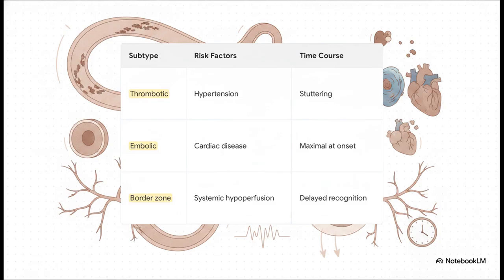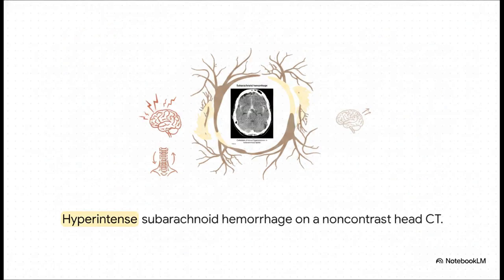Let's look at some risk factor clues. Thrombotic ischemia frequently aligns with your classic vascular risk factors. Think hypertension or a history of prior TIAs. Embolic ischemia, though, often stems from a cardiac source, so you're looking for atrial fib, endocarditis, a patent foramen ovale, or carotid disease. If you see hyperintense blood collections in the subarachnoid space on that non-contrast head CT, you're dealing with a subarachnoid hemorrhage. Clinically, these patients present with that classic thunderclap headache and meningeal irritation, like neck stiffness, rather than early focal deficits.